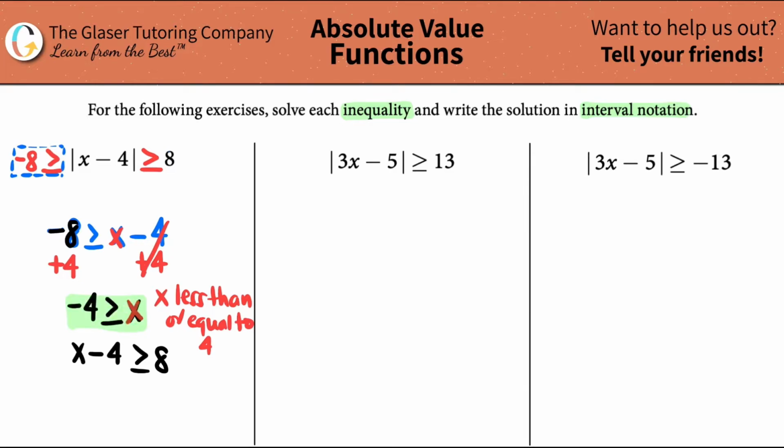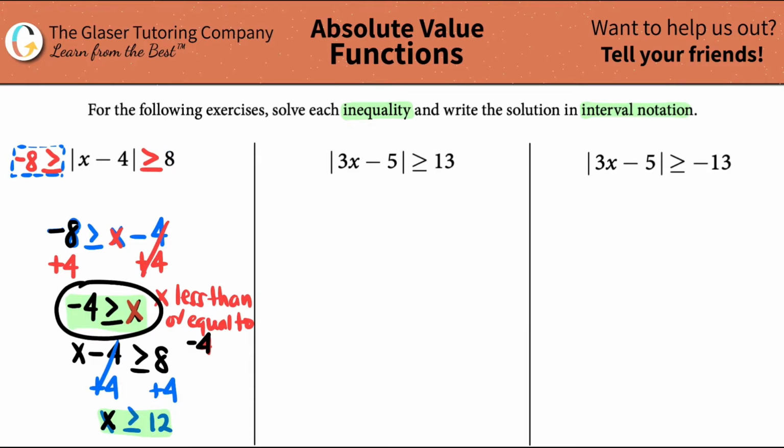Now let's solve the second inequality. Plus 4 on both sides. We have x is greater than or equal to 12, since 8 plus 4 is 12. Now we just have to put our two answers into interval notation. For the first one, we know that x has to be less than or equal to negative 4, and we know that x needs to be greater than or equal to 12.